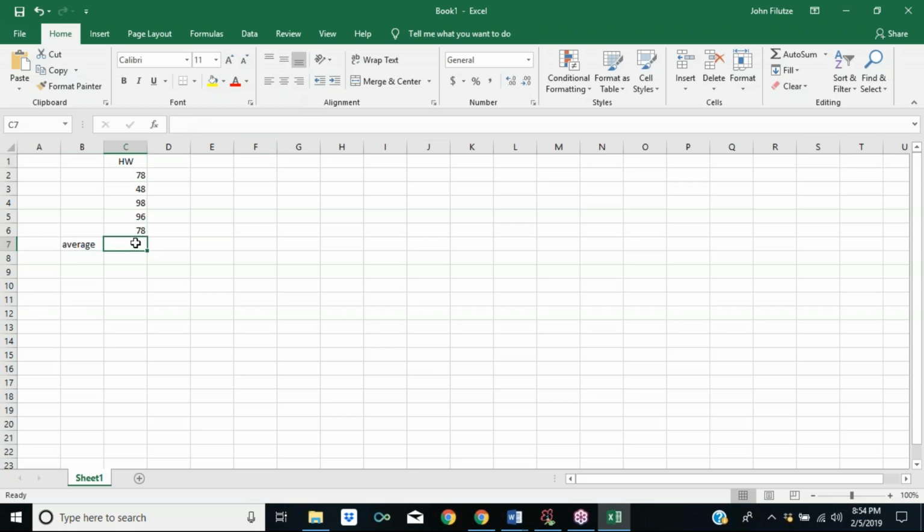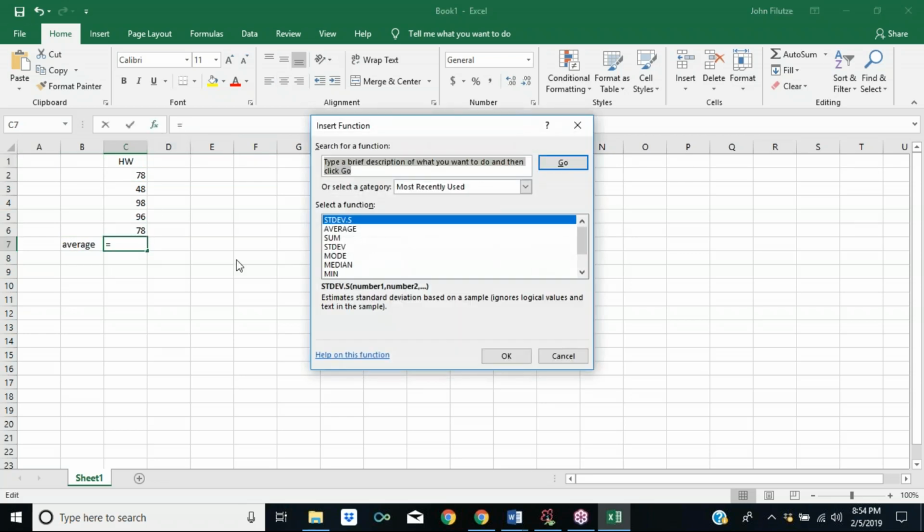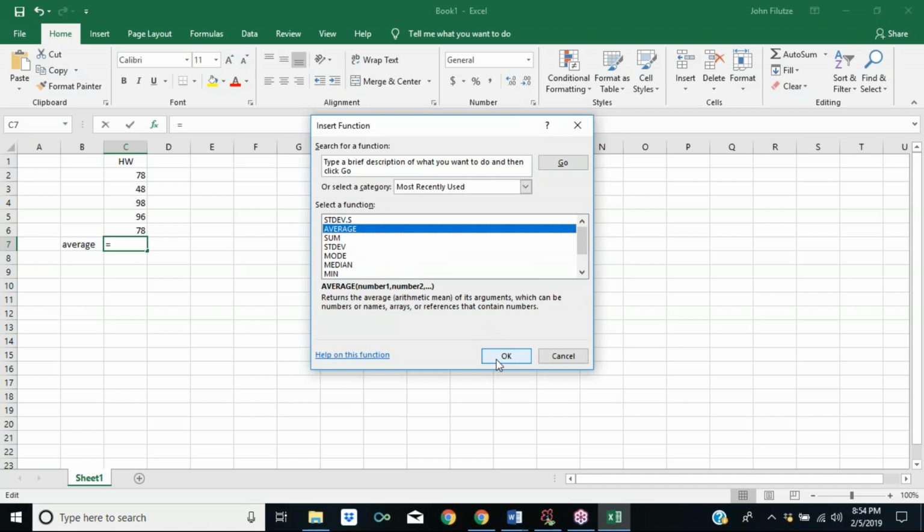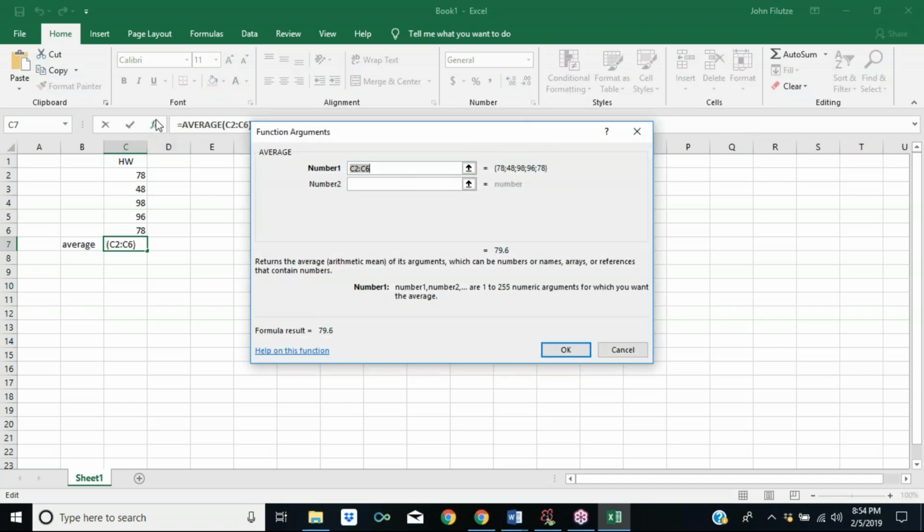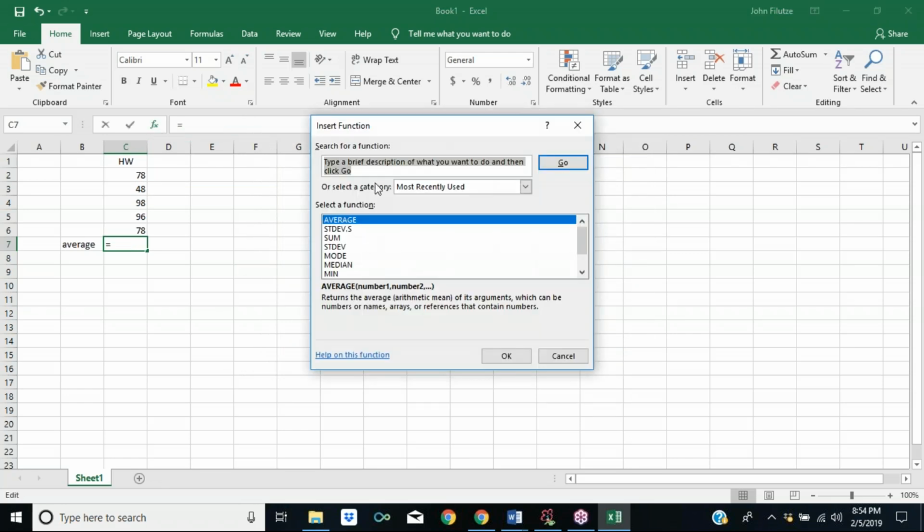Center that. So what we're going to do is use a formula. I want to use the average formula, and I got that by clicking this FX. If it doesn't show up right away, you can type it up here, and then it'll bring it into your window. So we're going to hit OK.